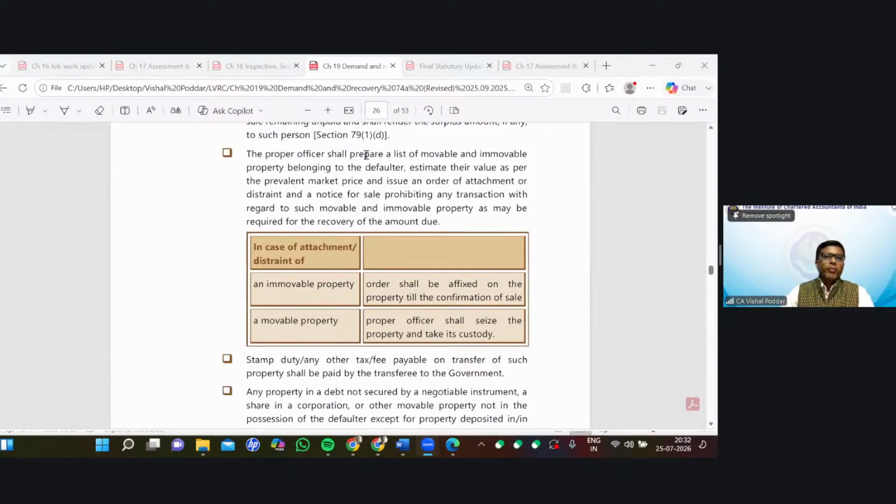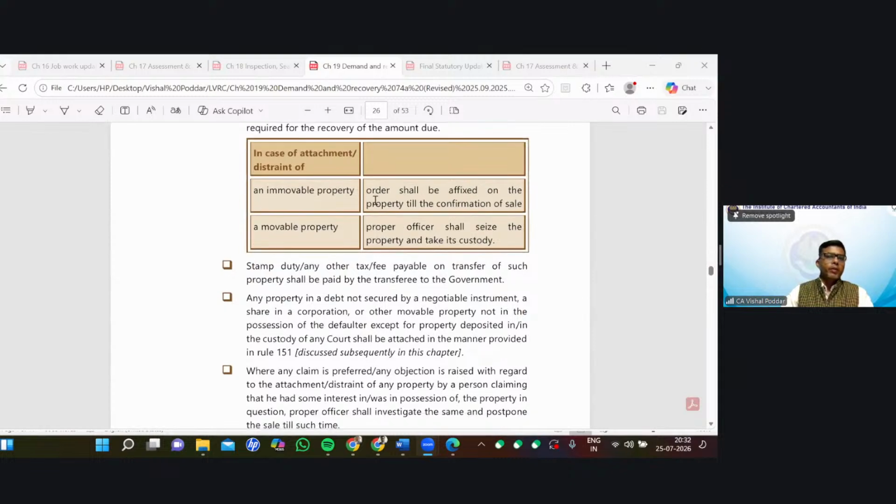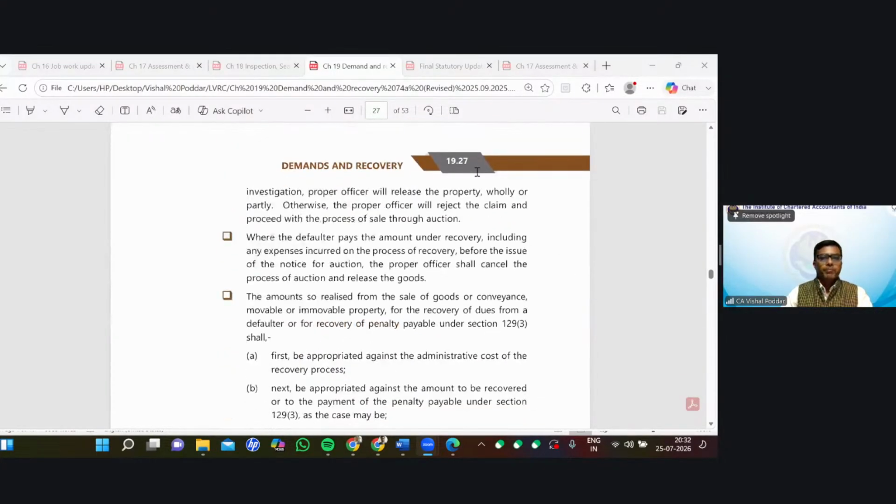So the proper officer shall prepare a list of movable and immovable property belonging to the defaulter, estimate their value as per the prevalent market rates, issue an order of attachment or restraint, and a notice for sale prohibiting any transaction with regard to such movable and immovable property. Now, in case of immovable property, what can be done? The order shall be affixed on the property till the confirmation of sale, and in case of movable property, the officer can simply seize the property.